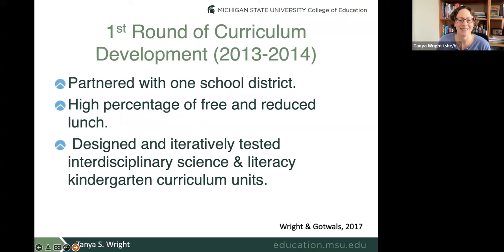And we designed and iteratively tested these interdisciplinary units. And we found that kids grew in their science learning and in their literacy learning, and especially oral language vocabulary by engaging in this work.